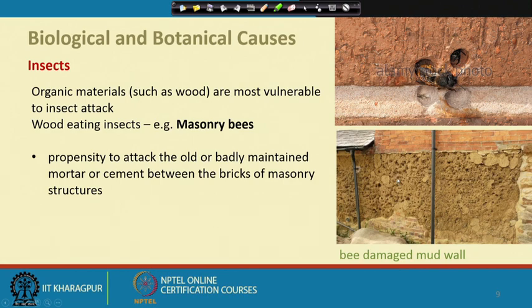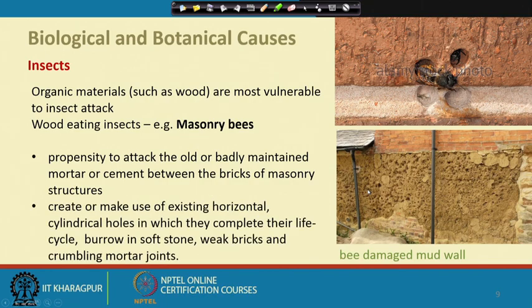Sometimes it may be far reaching, actually making damage to the core of the structure. So, one has to be very careful and take some preventive measures. We have to understand their behavior. What they do is create or make use of the existing horizontal or cylindrical holes in which they complete their life cycle, burrowing in the soft stone, weak bricks and crumbling mortar joints.